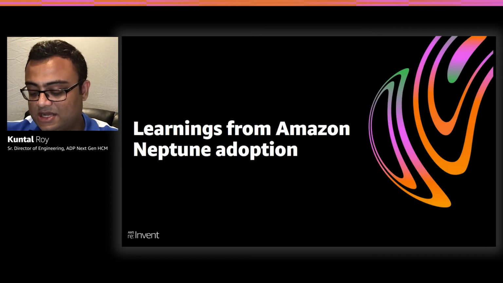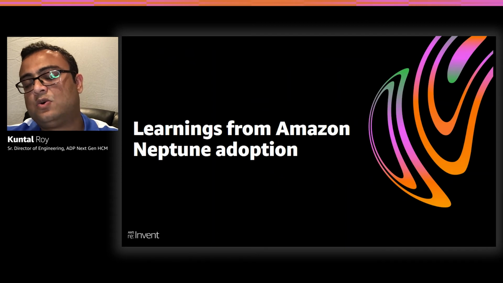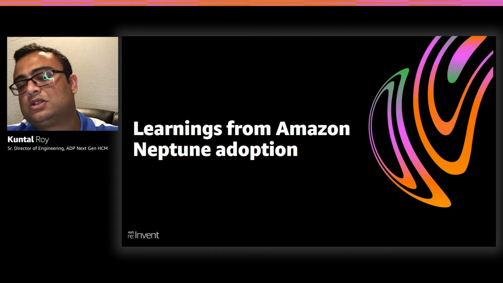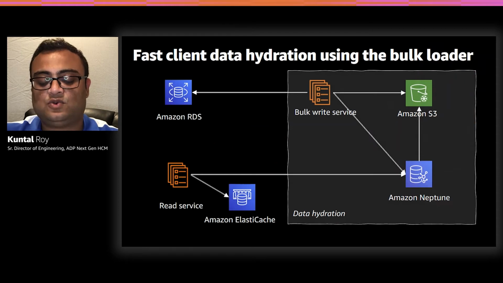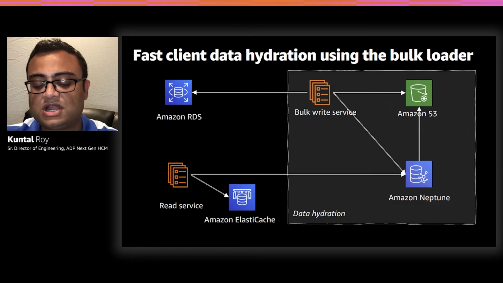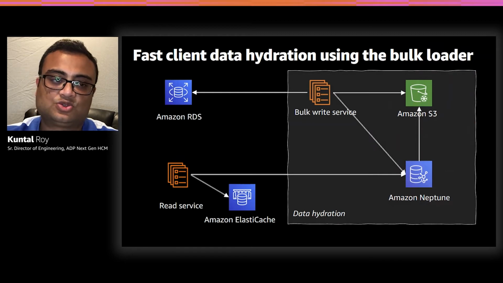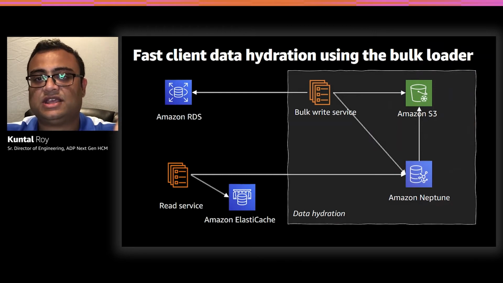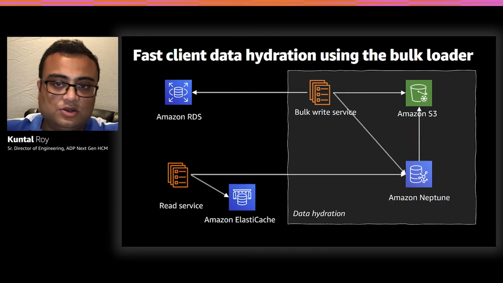With that being said, I will move on to a quick overview of how we use bulk loader in ADP's next gen HCM solutions. I'm going to walk us through a quick high level overview of what the components are. On the top left, you would see Amazon RDS, which is our source of data. In the middle, you have the bulk service, which pulls data from Amazon's RDS and exports it as CSV, uploads it to S3, and calls Neptune's bulk loader API.